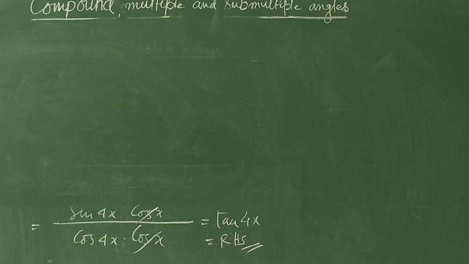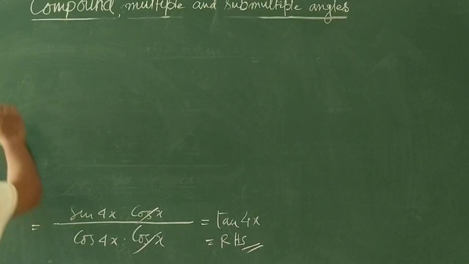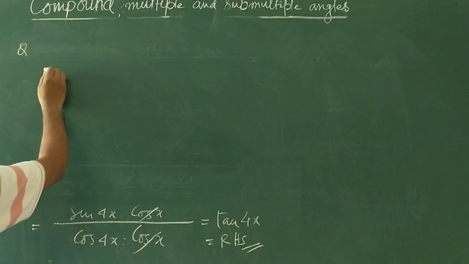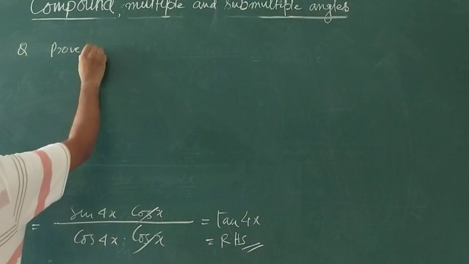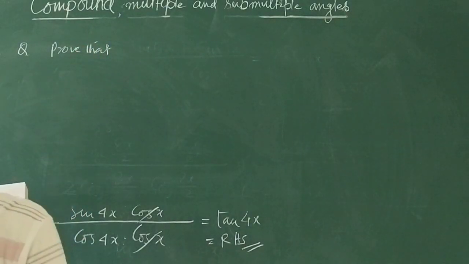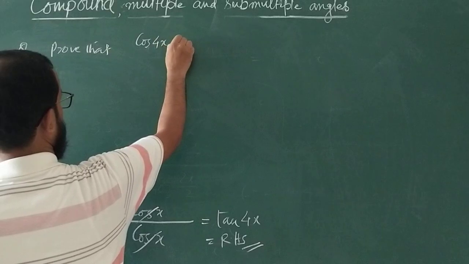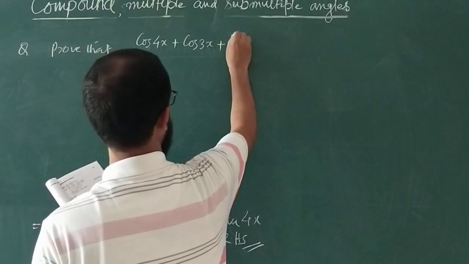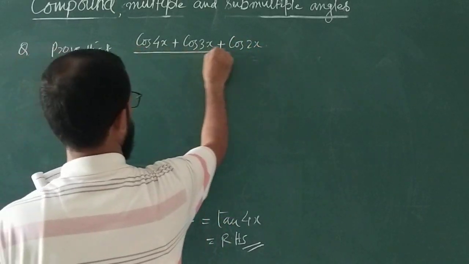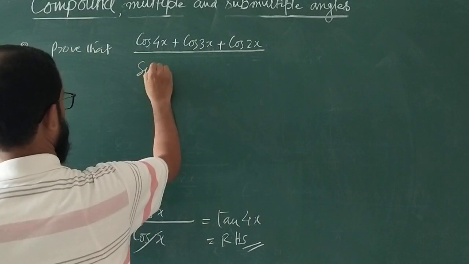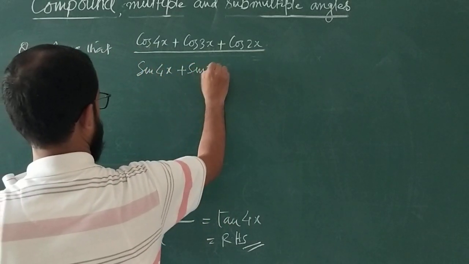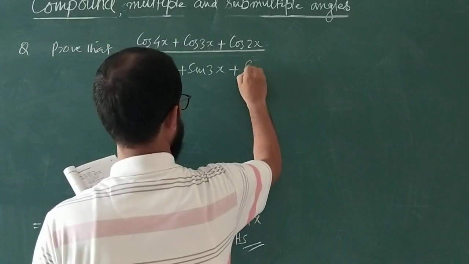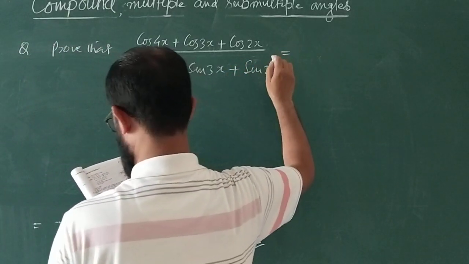Moving ahead, a little bit typical question. थोड़ा सा difficult एक question करें, such that your idea will be developed. Okay. Prove that (cos 4x plus cos 3x plus cos 2x) divided by (sin 4x plus sin 3x plus sin 2x) equal to what? Cot 3x.